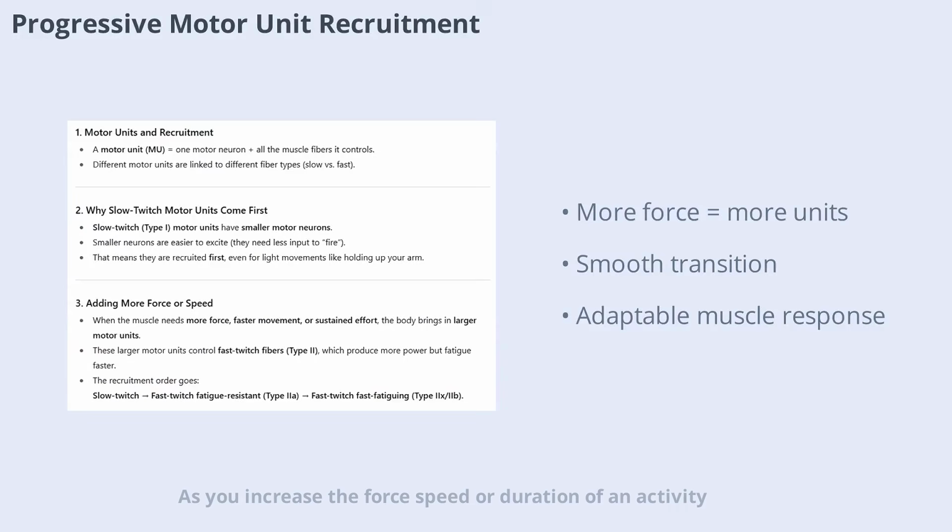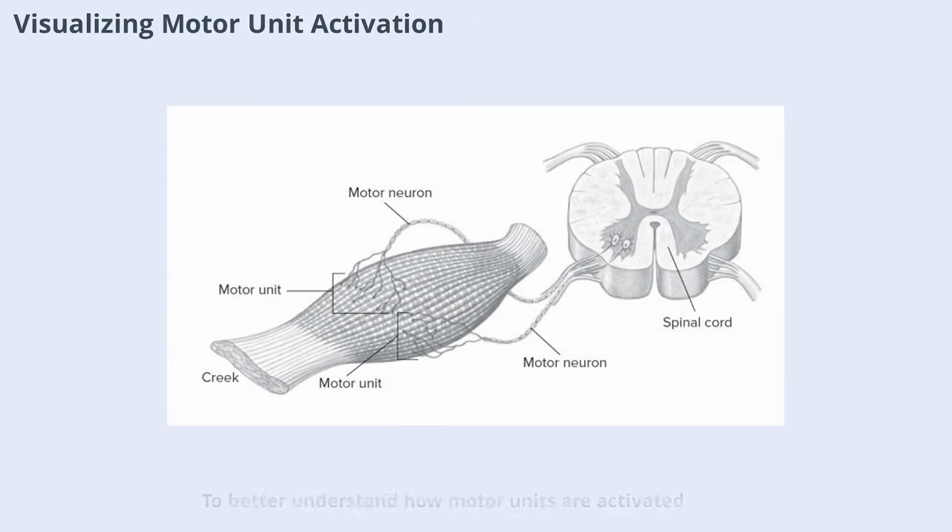As you increase the force, speed, or duration of an activity, your body progressively recruits more motor units. This means that during a gentle movement, only a few small motor units are active. As the demand rises, larger and more powerful motor units join in. This progressive recruitment ensures that your muscles can handle a wide range of activities, from delicate tasks like writing to explosive actions like jumping. To better understand how motor units are activated, let's look at a visual representation.